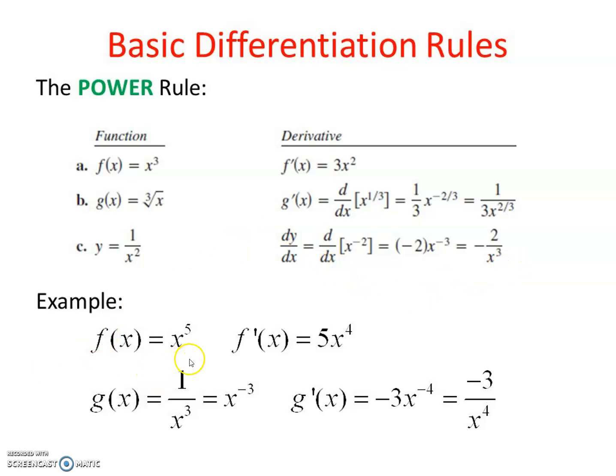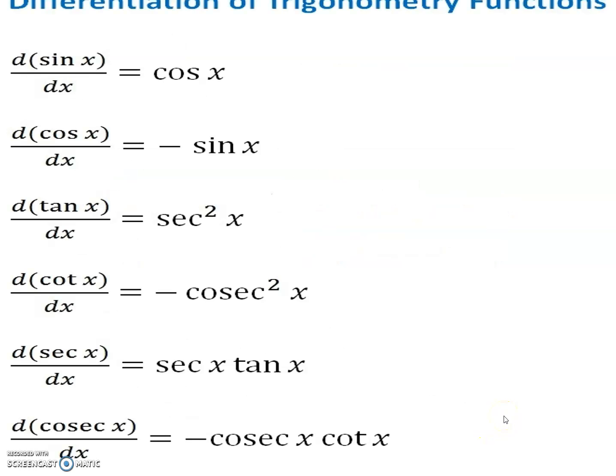Now f of x is equal to x raised to 5. What is the derivative of x raised to 5? The derivative of x raised to n is n x raised to n minus 1, so here it is 5x raised to 4. g of x, 1 upon x raised to 3, is equal to x raised to minus 3. So minus 3 remains the same, x raised to minus 3 minus 1, that is minus 4. We apply x raised to minus n is equal to 1 upon x raised to n. So it is minus 3 upon x raised to 4.